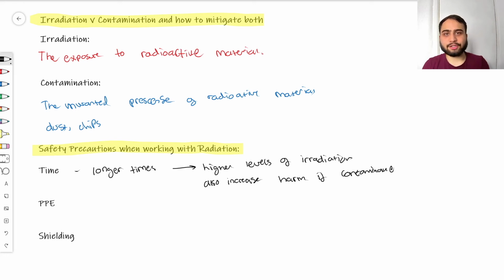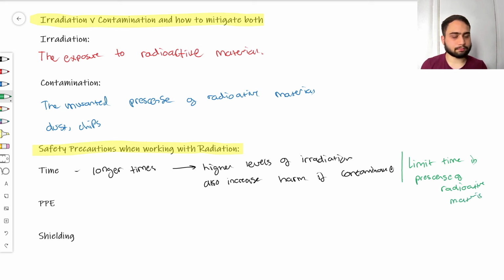Right? So can you understand that? So if you are holding a piece of radioactive material, that's contaminating you, and the longer you hold it for, the more it's irradiating the whole of your body, and the more the contaminated material is actually harming your body itself. So the first thing is time. So we always want to limit time in presence of radioactive material. Okay, so that's our first one.